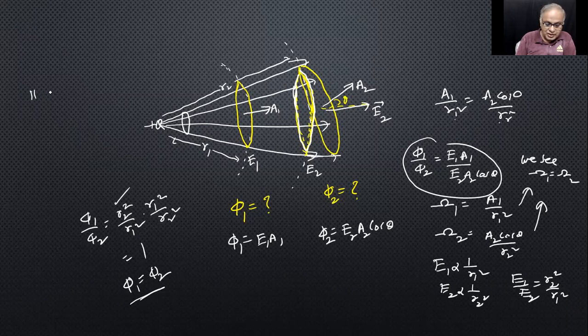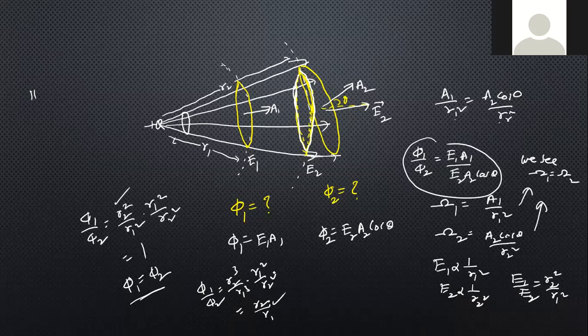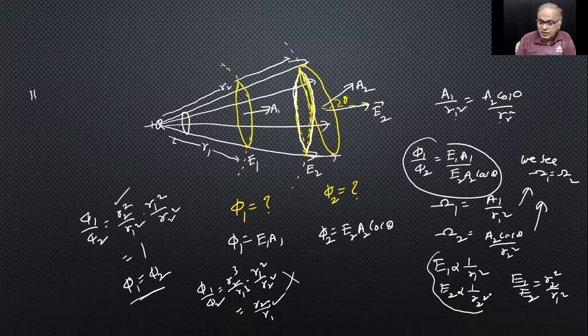Before that, let me tell you, say this was not the inverse square law. Say E1 was inversely proportional to R1 cube, for example. What do I get there? Phi 1 by phi 2 equals R2 cubed by R1 cube into R1 square by R2 square, which gives R2 by R1. So flux would depend upon radius, which means flux is not going to be the same. So the inverse square law is the reason for the existence of Gauss law.